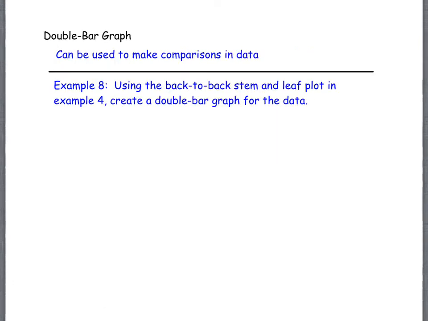A double bar graph. Okay. So we did something like this before. Do you remember we did something we called a back-to-back stem and leaf plot? You guys remember that one? This is a bar graph that does the same thing as the back-to-back stem and leaf plot does. It creates bars of the corresponding heights to how many people have whatever grades.